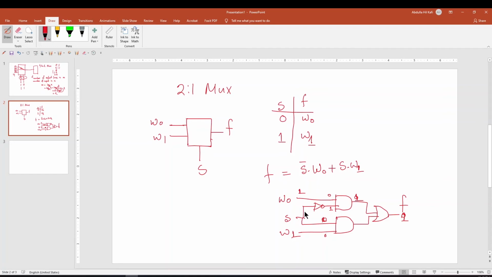So when 0 is selected in S, the output will be totally dependent on W0. So if W0 is 0, then the output will be 0. If W0 is 1, then the output will be 1. Similarly, if you give 1 over here, the output will be totally dependent on W1. So in that case, if W1 is 0, the output will be 0, and if W1 is 1, then the output will be 1.